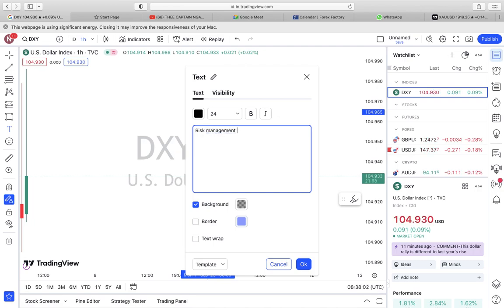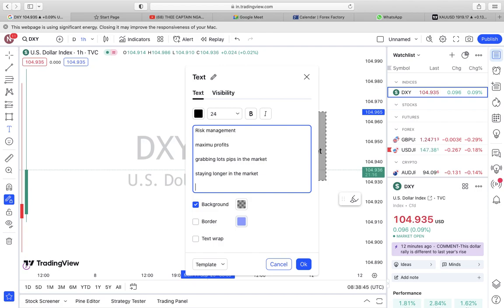Because the main aim in forex trading is to maximize profit. And how do you maximize profit? By grabbing lots of pips in the market. And how do you grab these lots of pips in the market? By staying longer in the market. And how do you stay longer in the market?